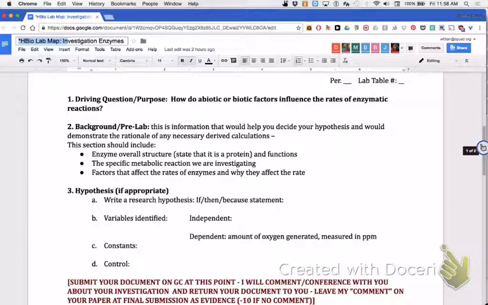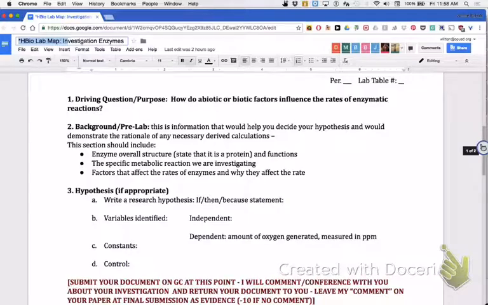And so if you look at your background, you're going to give me the enzyme overall structure, and I didn't want you to write like a book on that. All you have to do is state that it is a what? Protein, and tell me the functions of enzymes. What is their purpose? Okay, so you can probably do that in 1 or 2 sentences. Your second sentence is the specific metabolic reaction we are investigating. That is, hydrogen peroxide is the substrate. We're using the enzyme what? Catalase to break it down into what? Oxygen and water. Okay? And then factors that can affect enzymes and why they affect that rate. We talked about that in the notebook presentation, yes? And remember, I also had you highlight that portion of your notes? Okay, so that's that part.